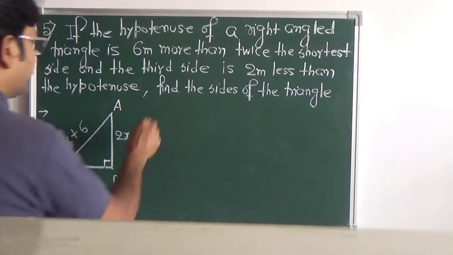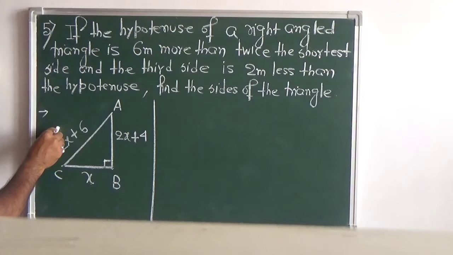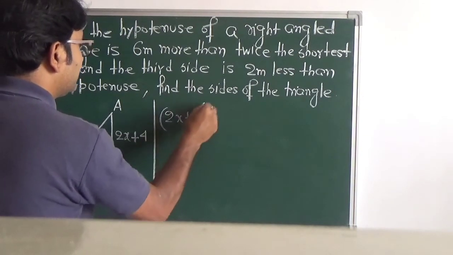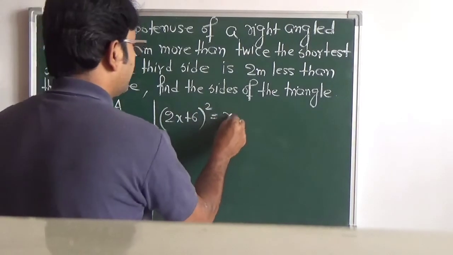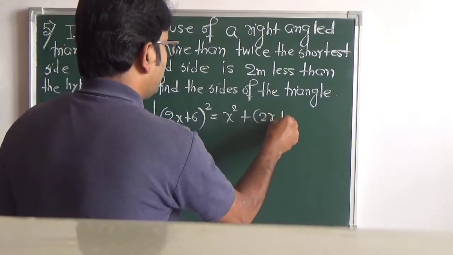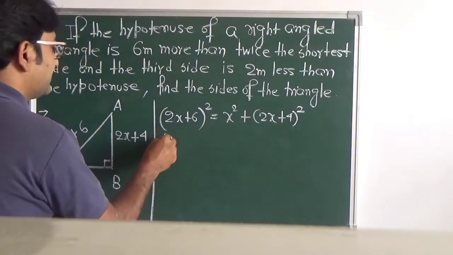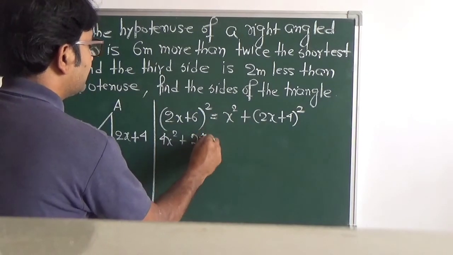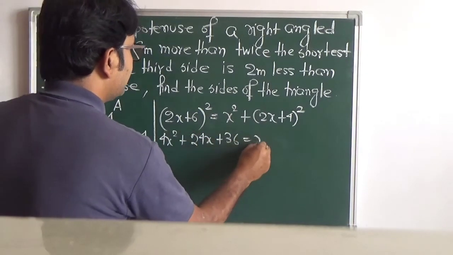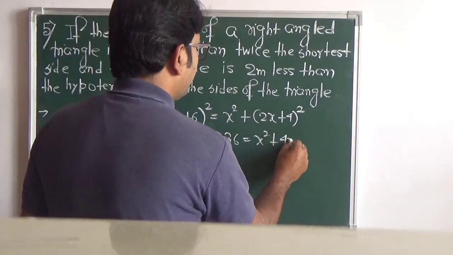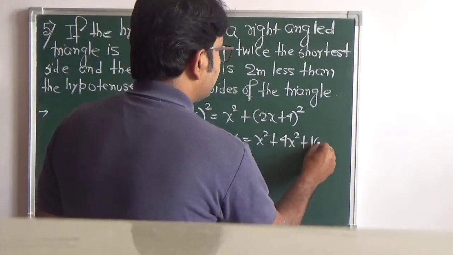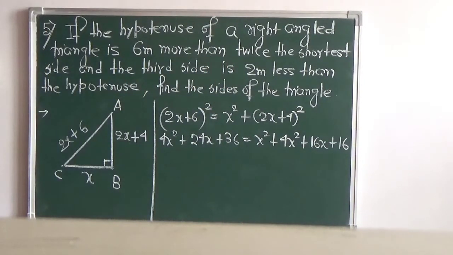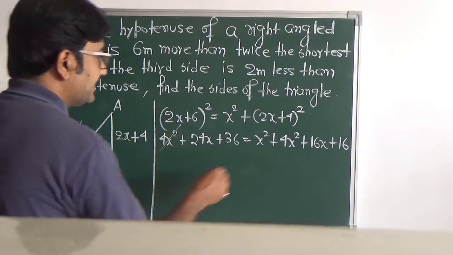Now you apply the Pythagoras theorem. That is, the hypotenuse square equals the sum of the squares of the other two sides. That is (2x plus 6) square is equal to x square plus (2x plus 4) square. So let us expand it. 4x square plus 24x plus 36 is equal to x square plus 4x square plus 16x plus 16. So 4x square and 4x square will be cancelled out from both sides.